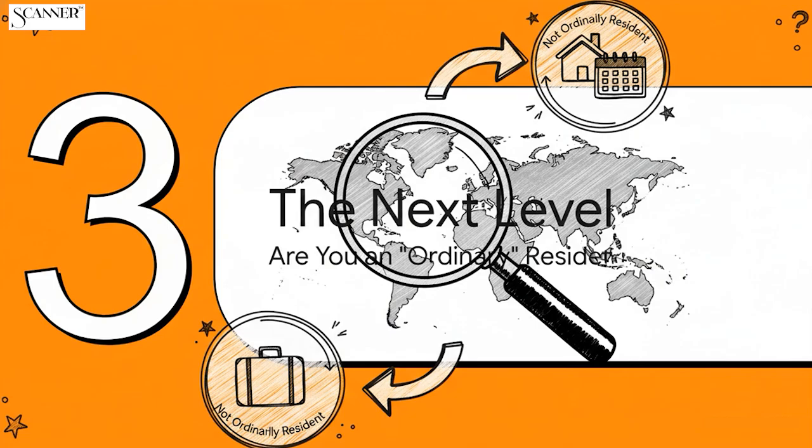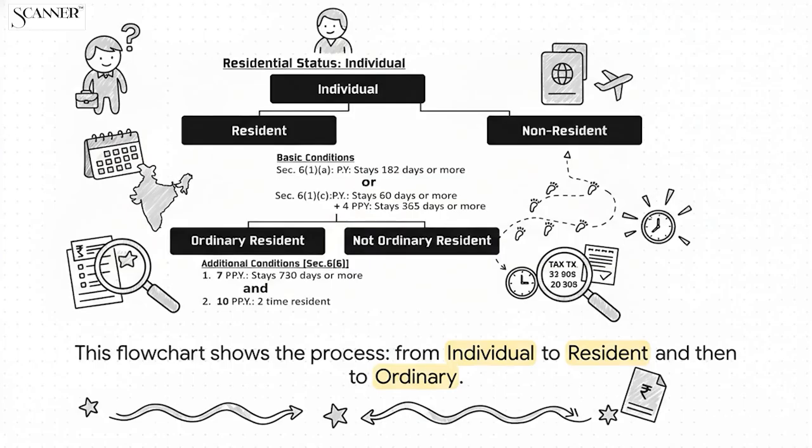We have to figure out if a resident is ordinarily resident or not ordinarily resident. It's another distinction that makes a huge difference. The whole thing really works like a big funnel. Everybody starts at the top. That first set of day counting tests sorts you into one of two buckets, resident or non-resident. Now, if you land in the resident bucket, you're not done. You then move down to a second set of tests that decides if you're ordinarily resident or not ordinarily resident.